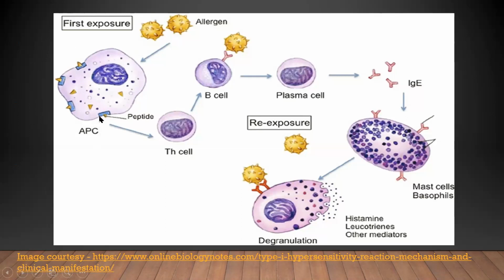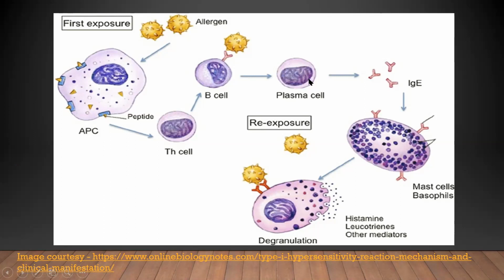The allergen is going to bind to an APC. APC is called antigen presenting cell, which gets activated. The main function of APC is to activate your Th cells. So when Th cell gets activated, the main function of Th cell is to activate other immune cells, and it is also going to activate B cells. B cell independently also gets activated when an allergen binds to the antibody found on the surface of a B cell. What happens after that? The B cell gets activated and it is going to differentiate into plasma cells.